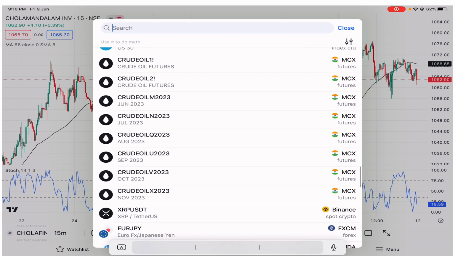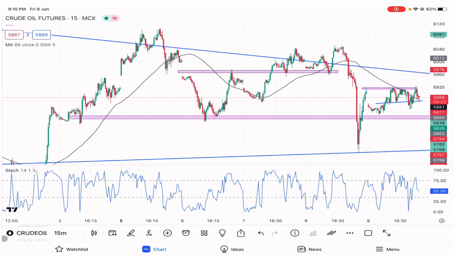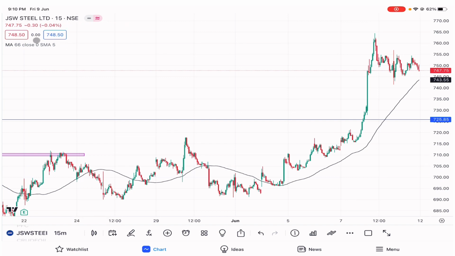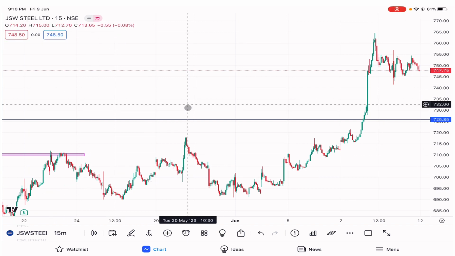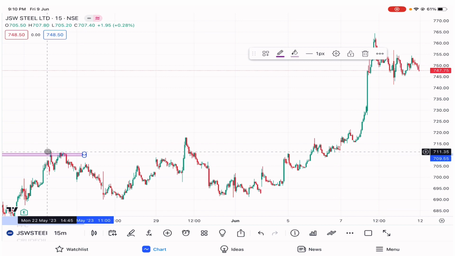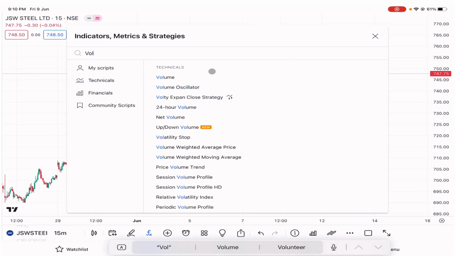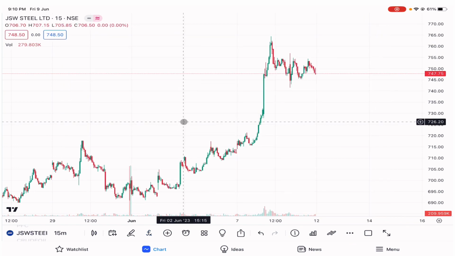Let me go to something else this time. Let's go on crude oil futures. It has my analysis, so let me go somewhere else. Okay, let's go on JSW. This is Jindal Steel. Let me remove all my previous analysis. Okay, so now if I put a volume bar over here, volume, look at this.